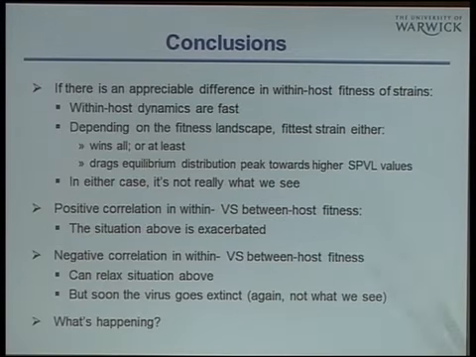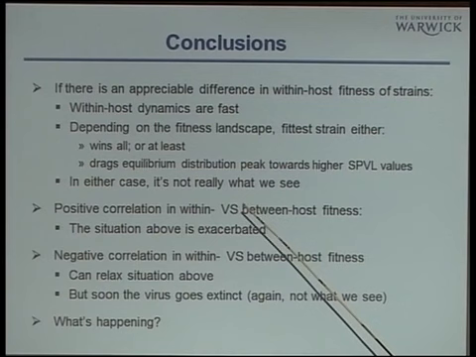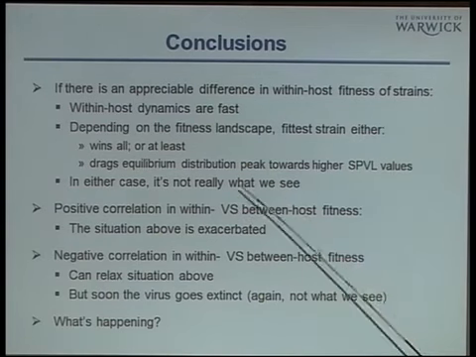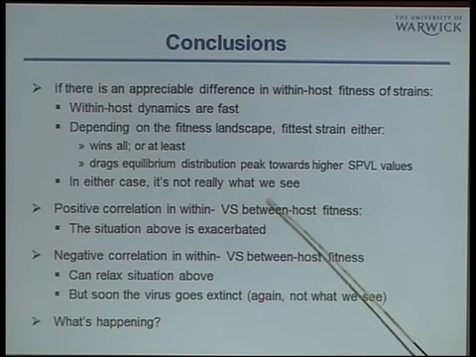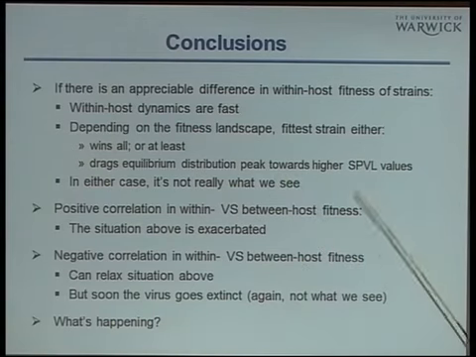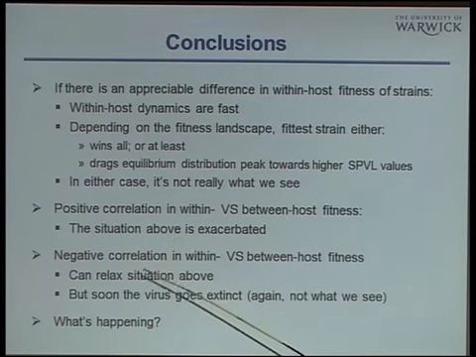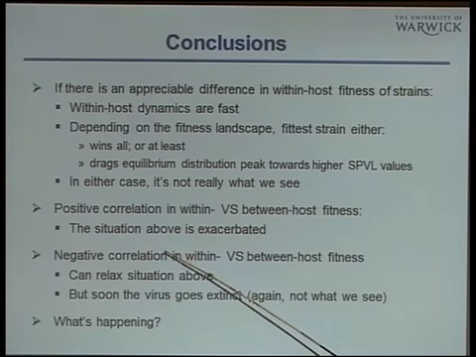So the conclusions are: if there is an appreciable difference in the within-host fitness of strains, the within-host dynamics tend to be fast. Depending on the fitness landscape, the fittest strain seems to win all, or at least it drags the equilibrium peak towards higher set point viral load. In other cases, this is not what we see at a population level. If there is a positive correlation between within-host replicative capacity and between-host transmissibility, then the situation is exacerbated.